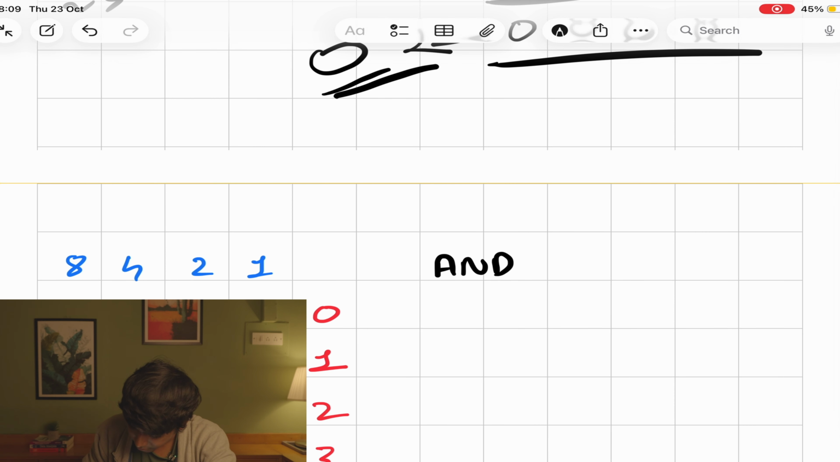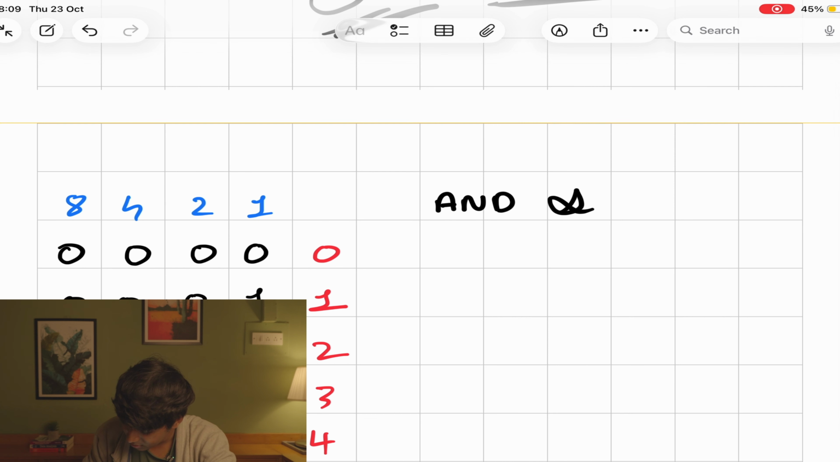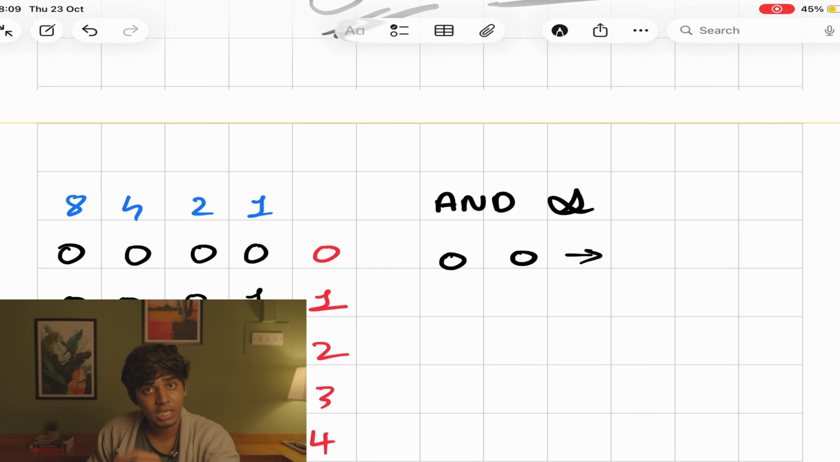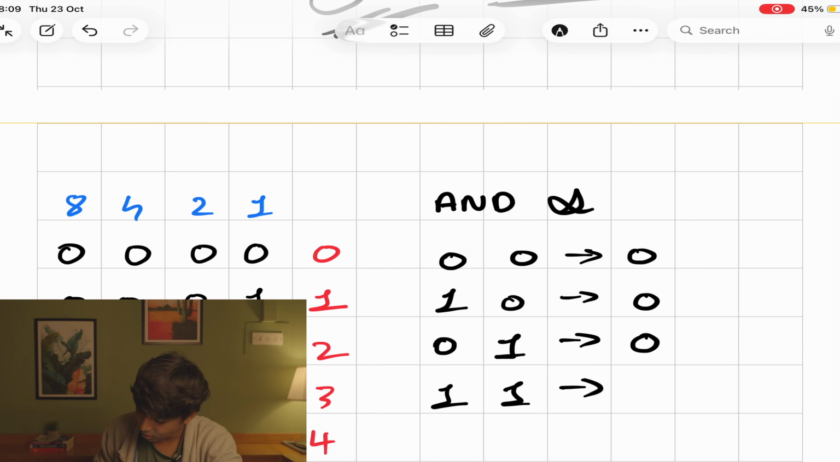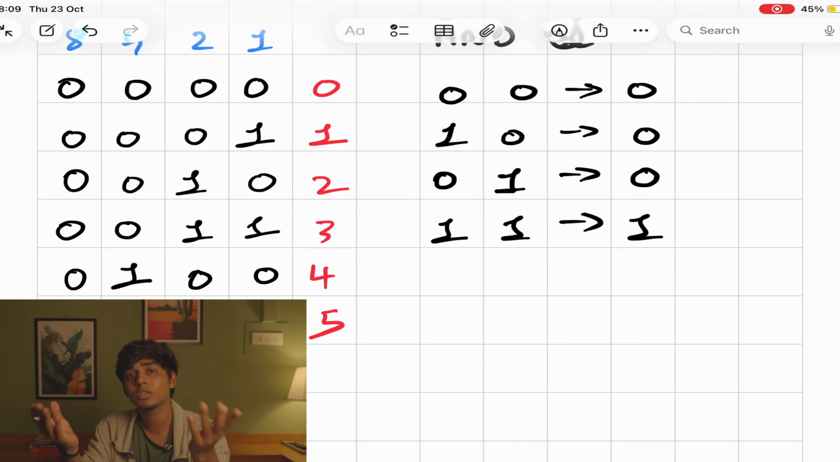So the next operator we are going to see is the AND operator. AND operator is represented with this symbol, and here let's take two switches, 0 0. I'm keeping both the switches off, so in AND operator this will result in 0. 1 0 will also result in 0, 0 1 will also result in 0, 1 1 will give 1. AND operator only works if both the switches are on.